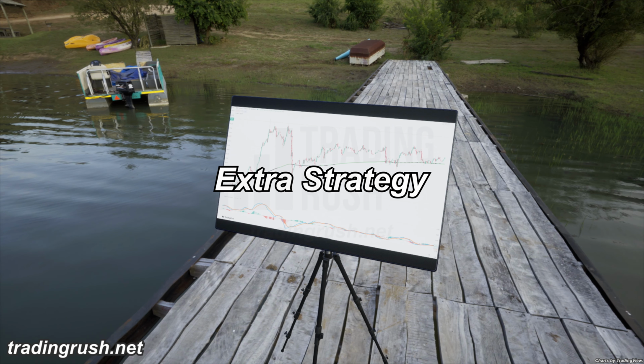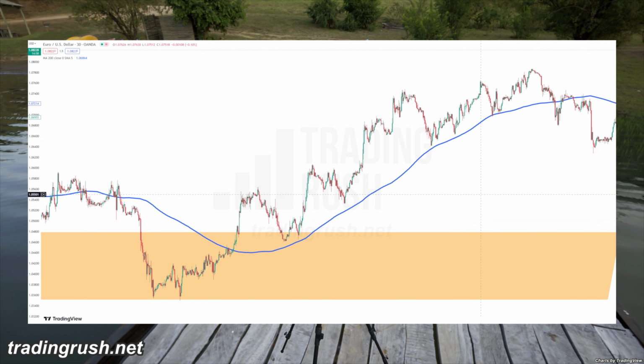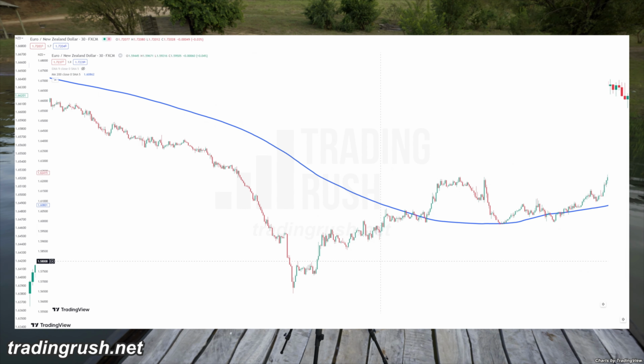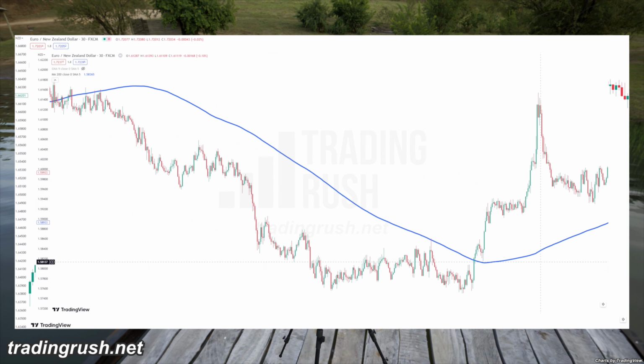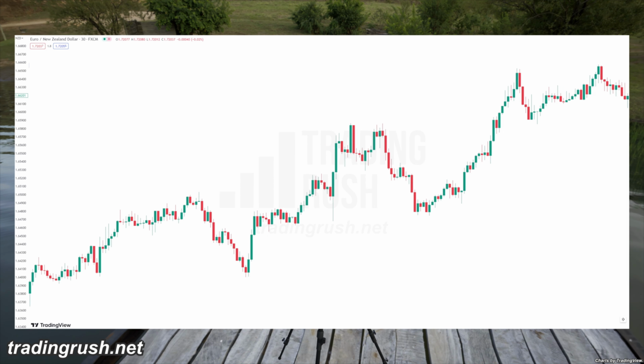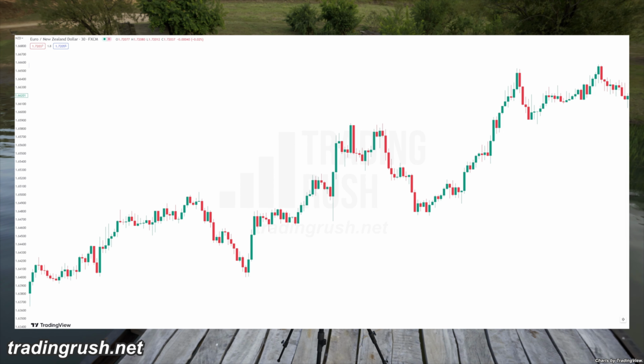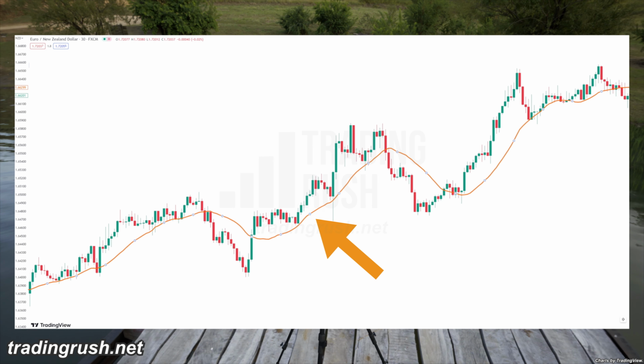Extra strategy. Before diving into the 5th moving average strategy, I'd like to introduce an additional moving average strategy. This will be particularly advantageous for beginner traders. To start, set up a normal moving average on your chart, a 20-day moving average, for example.